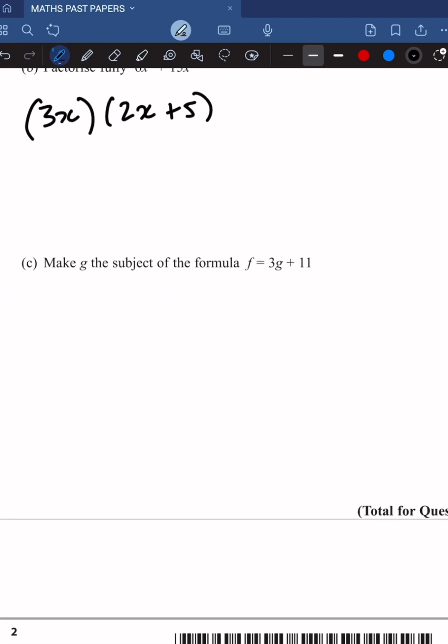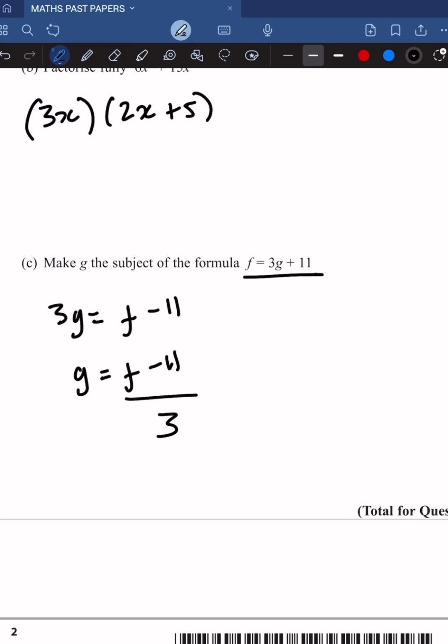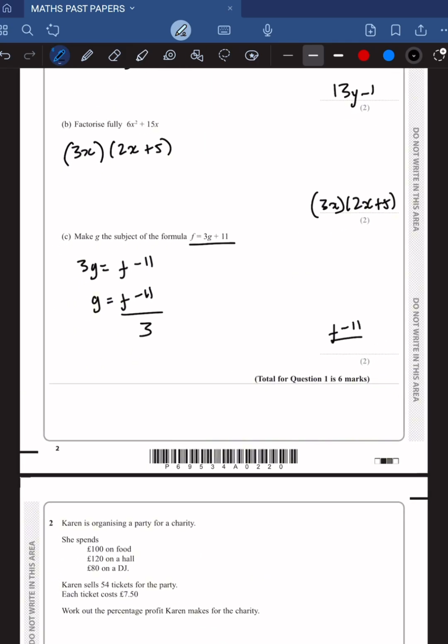Make g the subject. So let's make g the subject, we move 11 to the other side. So 3g equals f minus 11. G equals f minus 11 over 3. And that's already 6 marks.